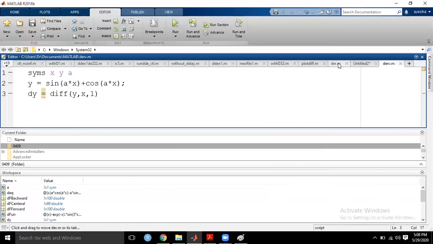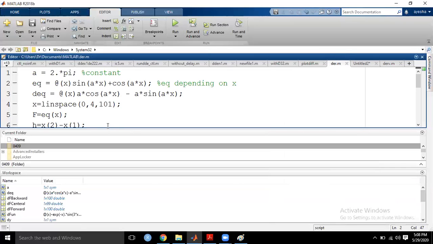Now let me take you to the M file where we will find the numerical derivative using forward, backward, and centered schemes. Okay, so the first step is to declare the function. This is the function and this is the analytic derivative. So let us write here analytic derivative, okay, using diff command.